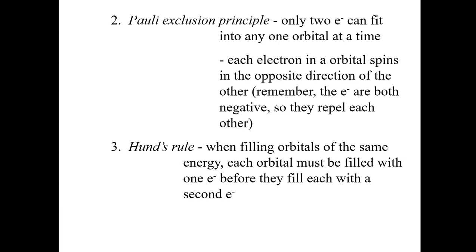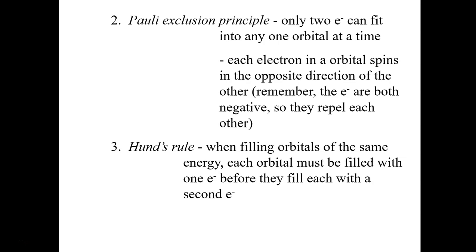So you need to know the order that the sublevels go in, so you know what order to fill the electrons in. You need to remember that you can only put 2 electrons in an orbital. And you need to remember that if you're filling orbitals of the same energy, you have to give firsts before you give seconds. That's it.